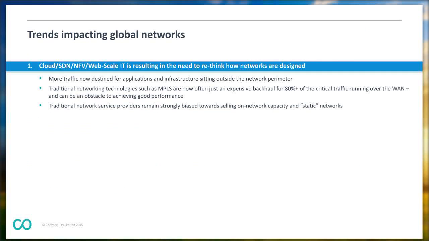So before we get into the details around WAN optimization, I wanted to spend a few moments talking about some trends that are impacting global networks that we see on a very regular basis as we're talking to these large multinationals around the world. And the first is that there are a number of technology trends that are really influencing the design process and the thought process around global networks.